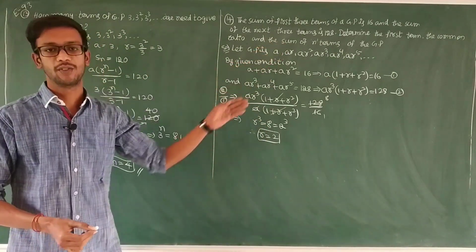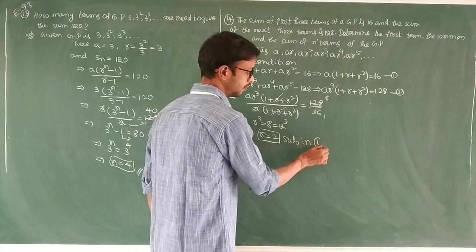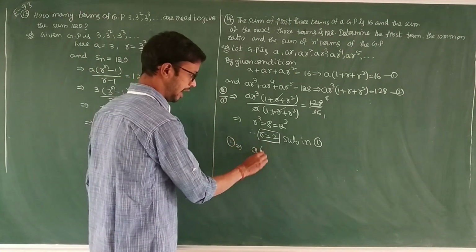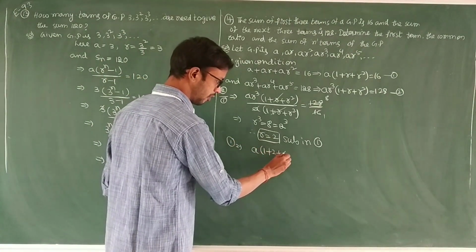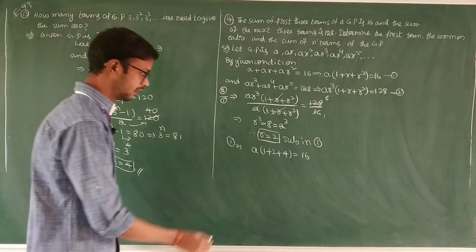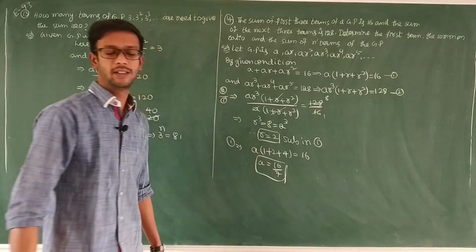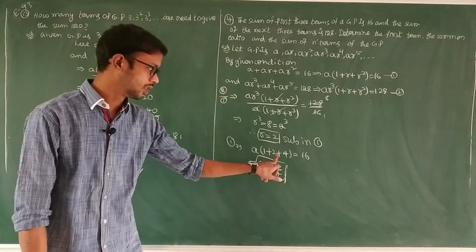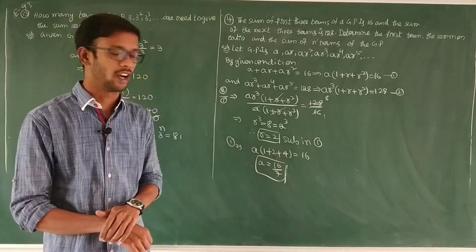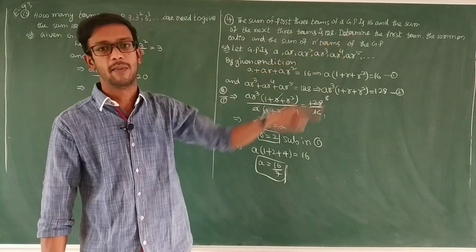So common ratio, how much did we get? Common ratio is 2. Substitute in equation 1. In equation 1, taking a into 1 plus 2 plus 2 square is 4, that is equal to 16. So now make the simplification of this one. a is equal to 16 by 7. 1 plus 2 is 3, plus 4 is 7. Sending to the right side, it will become division, 16 by 7. So a value, r value completed. First term and common ratio also completed.